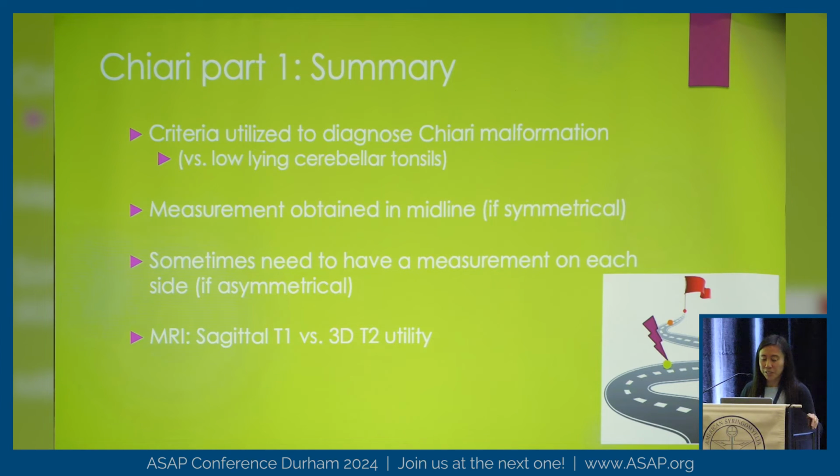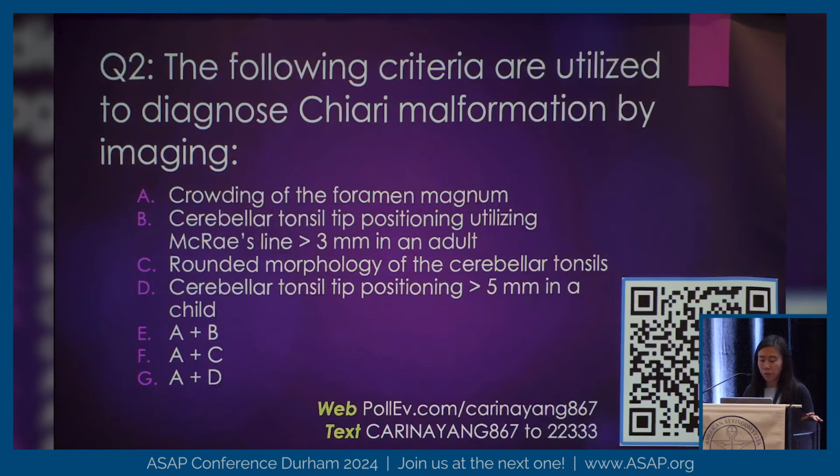So the summary is criteria utilized to diagnose Chiari malformation. I do follow that pretty strictly. I don't like to get in the gray zone. If anything, I'll be descriptive and I'll say it's equivocal if I'm really not sure. And there are a lot of patients with low-lying cerebellar tonsils that don't meet the criteria. We do the measurement in the midline for the most part if it's the same measurement on both sides around the midline. If they have measurements that are different, I will provide both and designate the side. And then we talked about T1 versus T2 imaging.